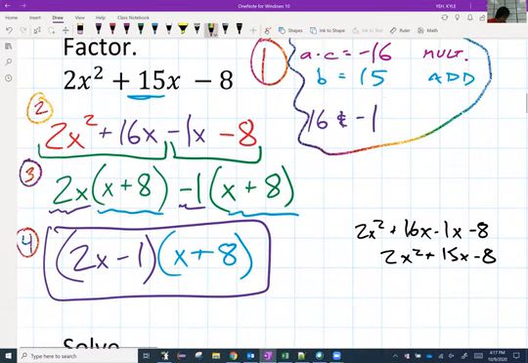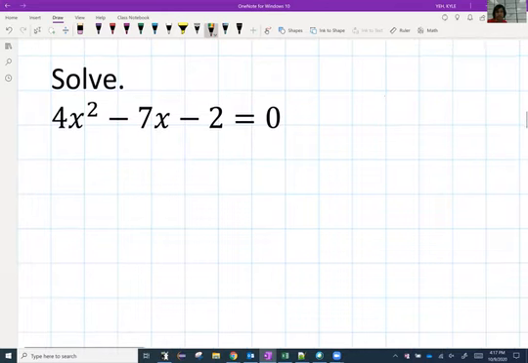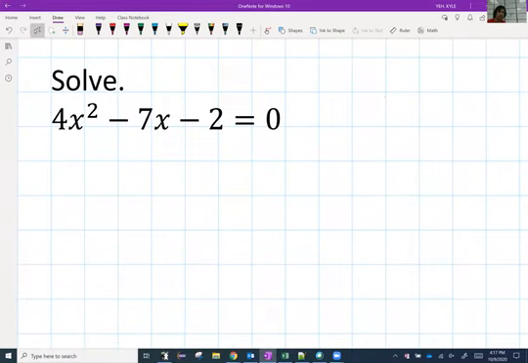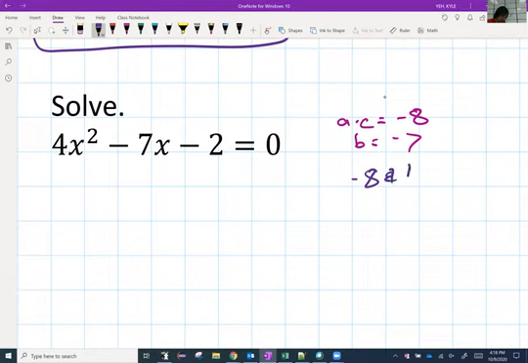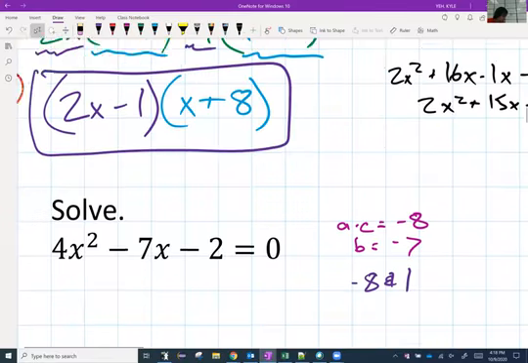Let's try another one. Okay, so we're not just factoring now. This one we're asked to solve 4x squared minus 7x minus 2 equals 0. Starting in the same place, what is a times c? So 4 times -2 is -8. What is b? B is -7. Two numbers that multiply to be -8, add to be -7. You'll think for a second, you'll say 4s and 2s, that doesn't seem to work. What about -8 and 1? -8 times 1 is -8, -8 plus 1 is -7. So it looks like we have our two numbers.